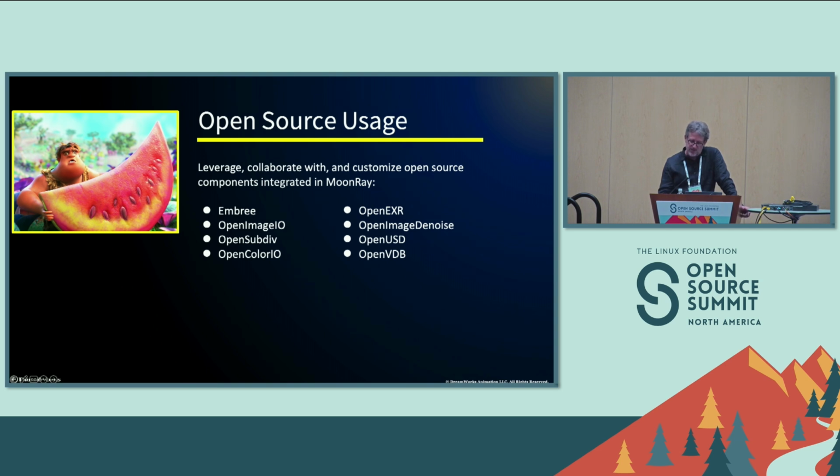OpenSubdiv is an open source geometry library contributed by Pixar with major improvements from DreamWorks. OpenColor.io is a color management library contributed by Sony with an emphasis on visual effects and computer animation. OpenEXR is a professional grade image storage format in wide use in the motion picture industry, and it was developed and contributed by ILM. OpenUSD was mentioned in this morning's keynote. It's an open source scene description specification developed by Pixar and recently founded in alliance with Adobe, Apple, Autodesk, and NVIDIA to promote the standardization and evolution of this technology.